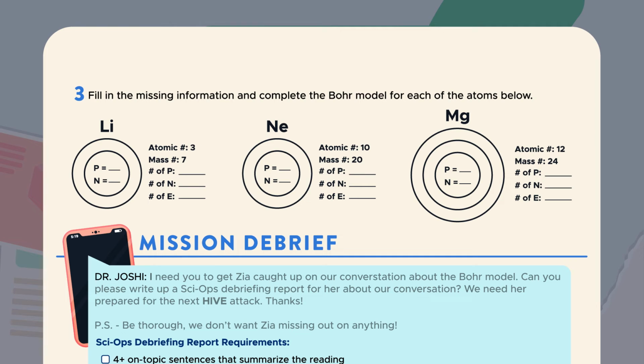Neon, atomic number 10, atomic mass number 20. Fill in the number of protons, number of neutrons, number of electrons, and label the nucleus with the number of protons and neutrons as well as place the electrons in the correct orbitals. Magnesium, atomic number 12, atomic mass number 24. Fill in the number of protons, number of neutrons, number of electrons, and label the nucleus with the number of protons and neutrons as well as place the electrons in the correct orbitals.